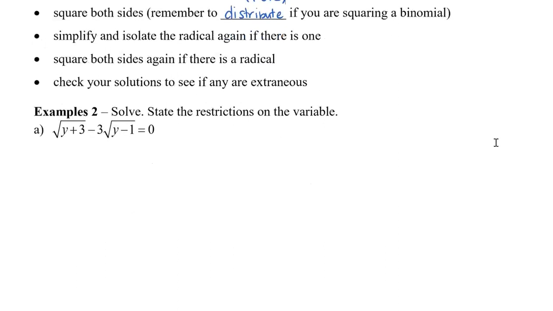So here we have two radicals. So what we're going to do is we're going to move one on each side. So I'm going to move the negative 3 connected to the square root of y minus 1 to the right. So they are one term, so I'm going to move the whole thing to the right side. So from here, I'm going to square both sides.